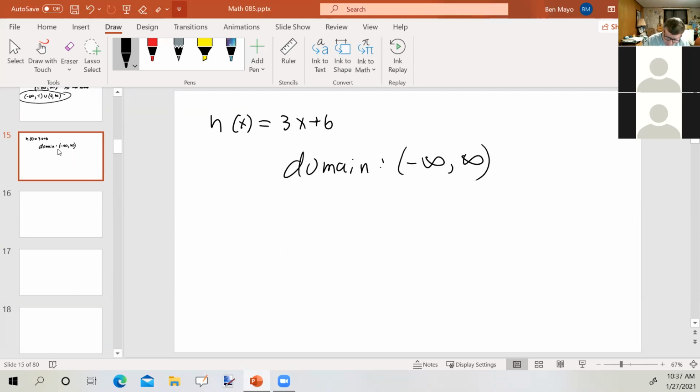And again, we use parentheses to say that there aren't specific endpoints. Negative infinity goes negative forever, positive infinity goes positive forever. Okay. Let's take a look at another example.